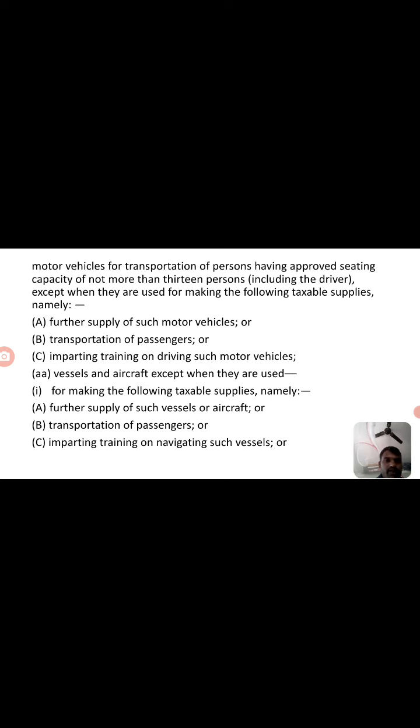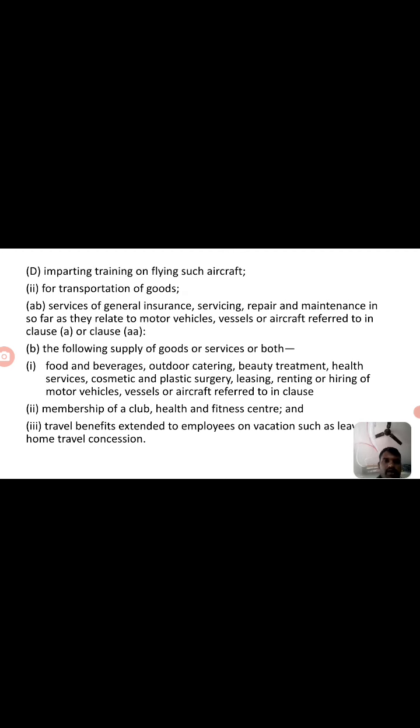vessels and aircraft, except when they are used for making the following taxable supplies: transportation of passengers, imparting training, and navigating such vessels; for service of general insurance, servicing, repair and maintenance so far as related to motor vehicles, vessels or aircraft. The following supplies of goods or services or both: food and beverages, outdoor catering, beauty treatment, health services, cosmetic and plastic surgery, leasing, renting or hiring of motor vehicles, vessels or aircraft referred to in the class.